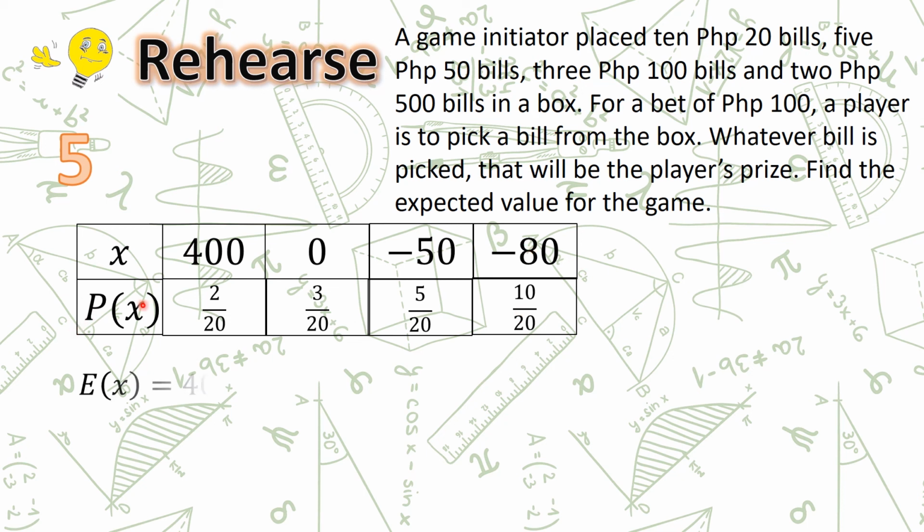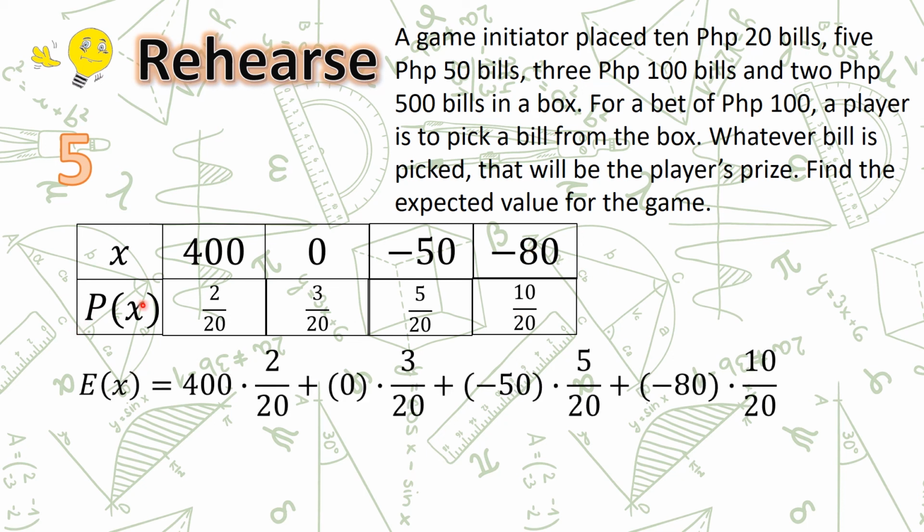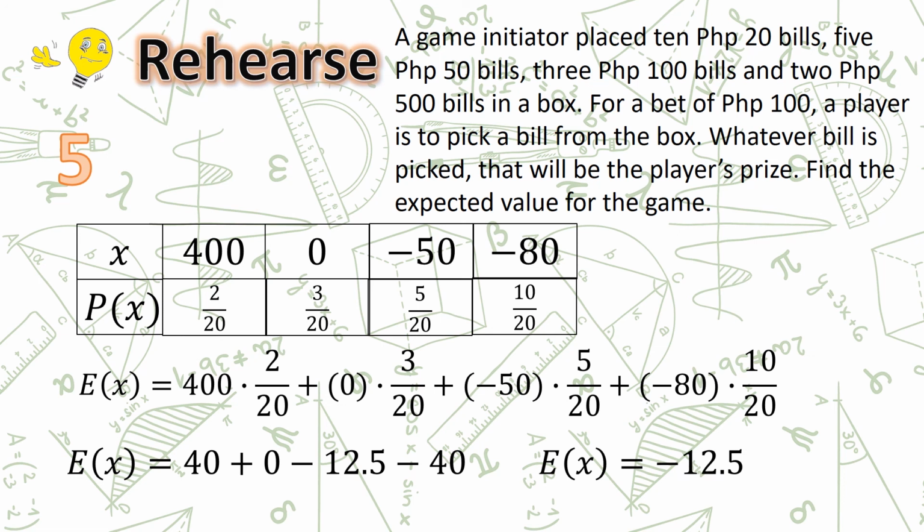Next, let us solve for the expectation. That will be 400 times 2 over 20 plus 0 times 3 over 20 plus negative 50 times 5 over 20 plus negative 80 times 10 over 20. Evaluating this further, we will get the expectation or the expected value as negative 12.50 pesos.